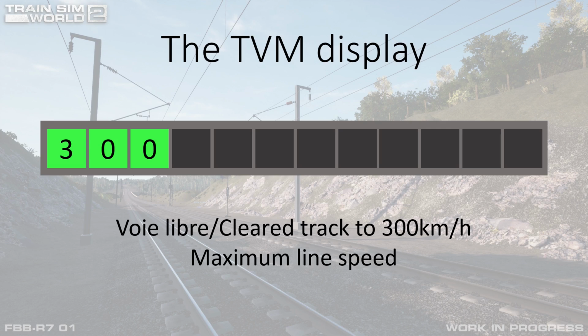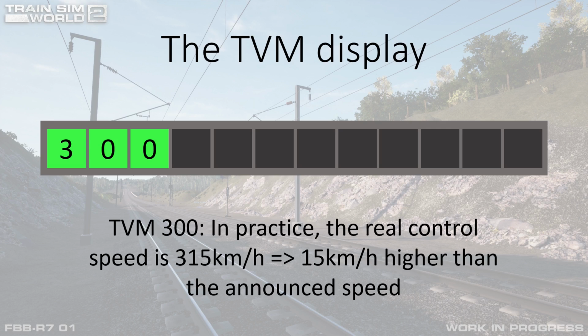There is of course a tolerance from the TVM system in case you exceed that speed limit, but if you exceed it too much, then the emergency brakes will apply. In the TVM 300, in practice, the real control is at 315 km per hour, 15 km per hour higher than the announced speed most of the time. In the TVM 430, those are different, but they're a bit more complicated and I don't have the formula for that. But in general, you should try to avoid exceeding 15 km per hour higher than the announced speed at all times.